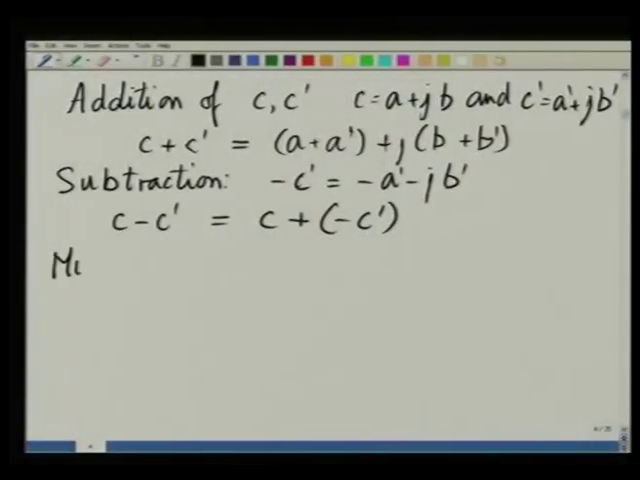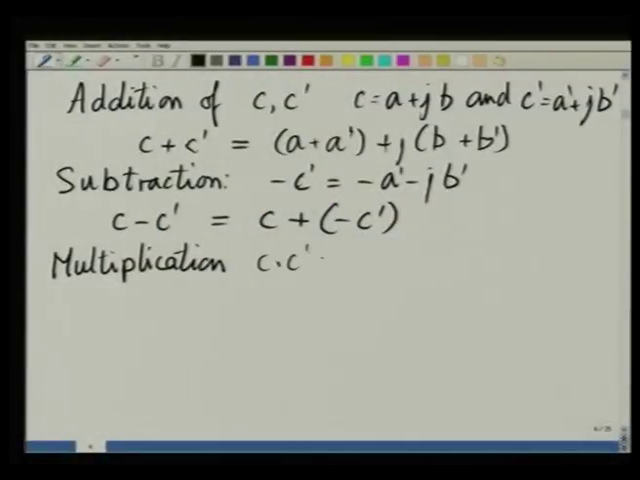Multiplication: here it is not convenient to use the rectangular representation, because if we use the rectangular representation we would get c times c prime as equal to ab minus a prime b prime plus j times (a prime b plus b prime a). That is not so convenient.